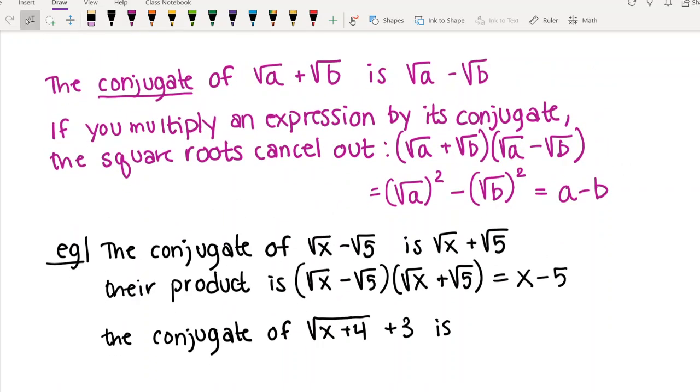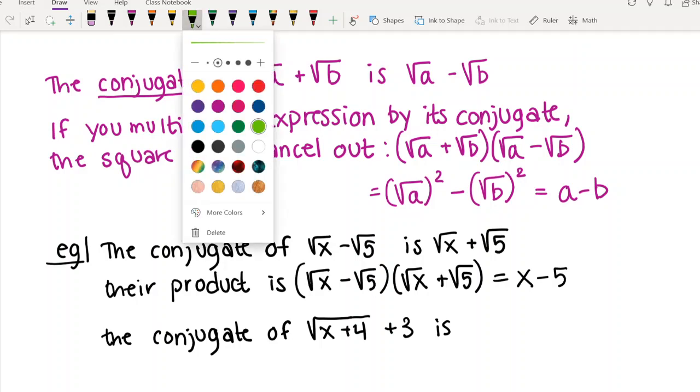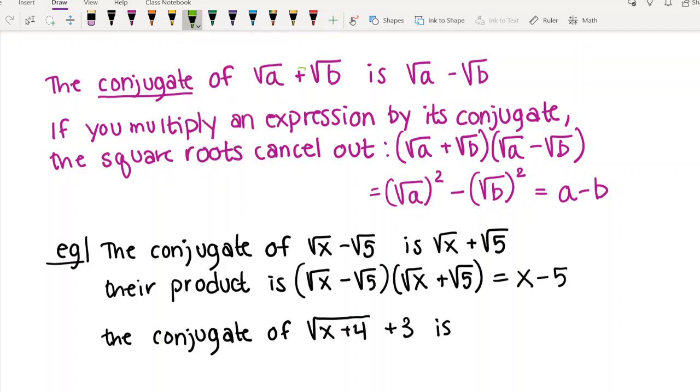Let me point out something else that's different about this one. It doesn't have a square root on the second part. That's okay. It's not always the case that both parts of a conjugate will have a square root, but it's still a useful thing to do even if only one of them has a square root. The important thing is that you're always flipping the sign that's between the square roots, or between the square root and the other thing.